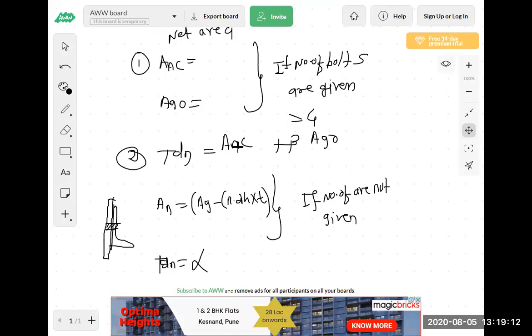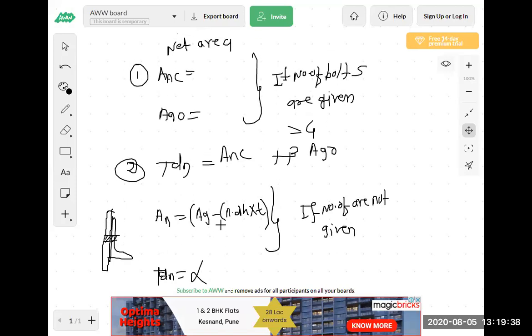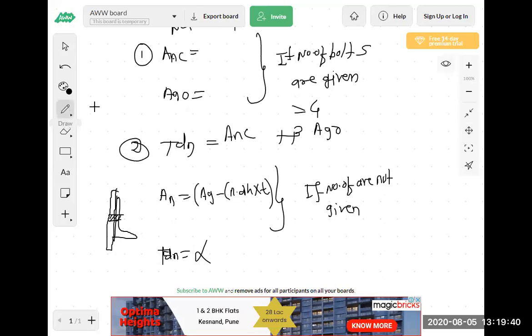मग बीटाच्या फॉर्म्युलेमध्ये ANC आणि AGO आहेत, म्हणून ते ANC आणि AGO कॅल्क्युलेट करायचे. Are you getting? In the formula of beta, the TDN formula, ANC and AGO are there. But we use this formula of beta when the number of bolts are given. And another case is if the number of bolts are not given in the problem statement, then we have to use the formula of alpha. Alpha चा formula काय आहे बघा?